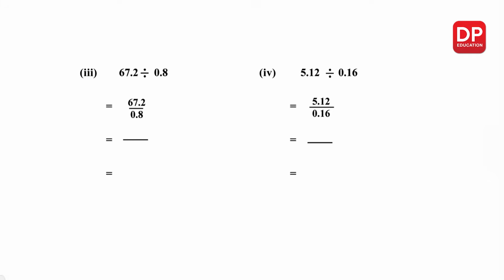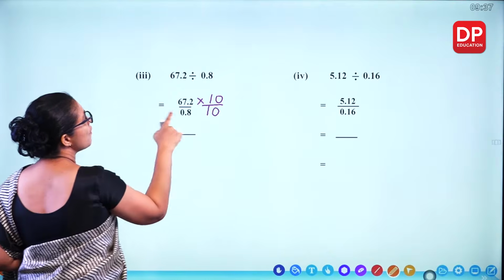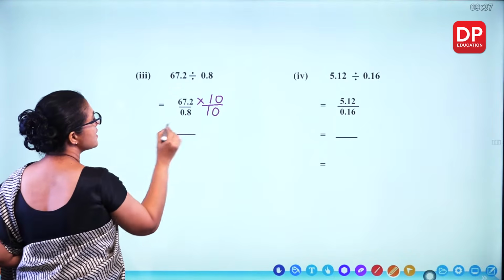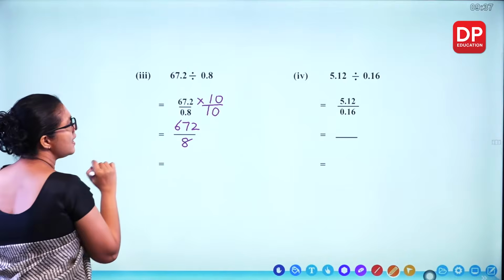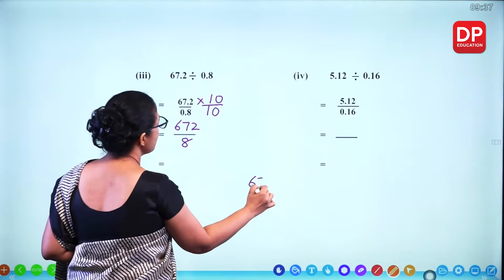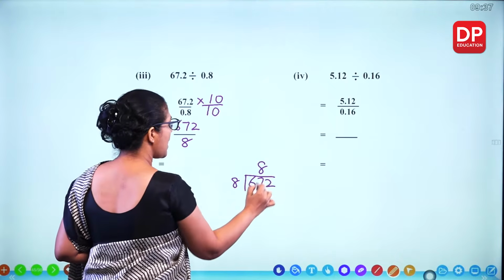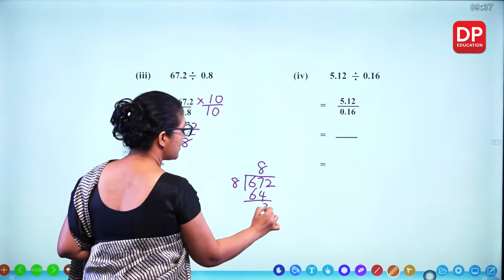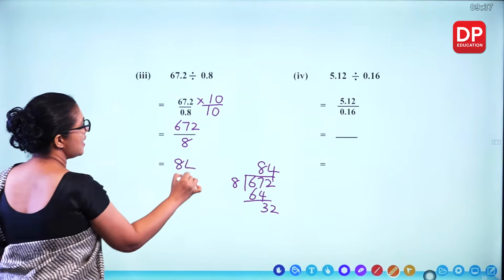This one, 67.2 divided by 0.8. You can multiply by 10 to get rid of the decimal point in the divisor. 672 over 8. 672 divided by 8. 8 times 8, 64. For 32, that's 4. So, answer is 84.